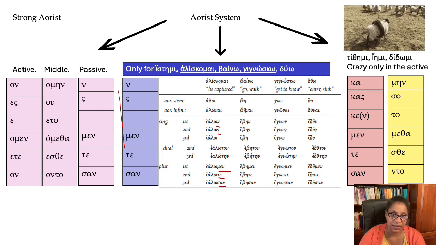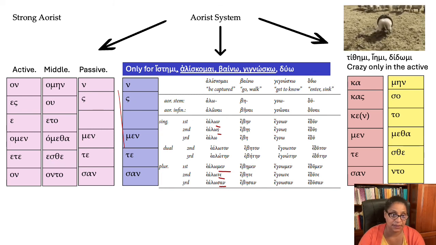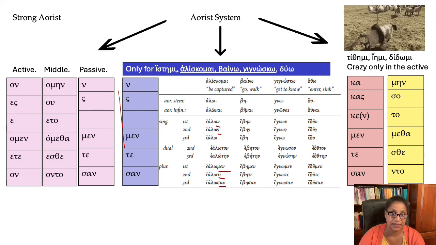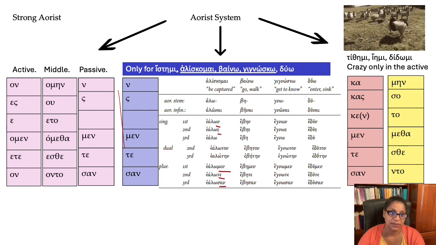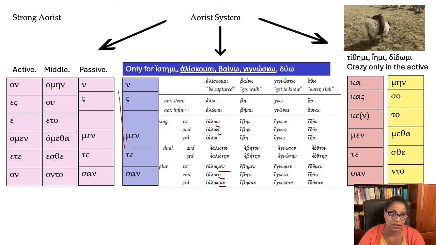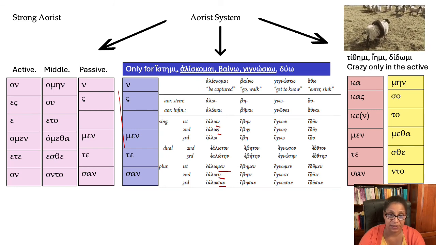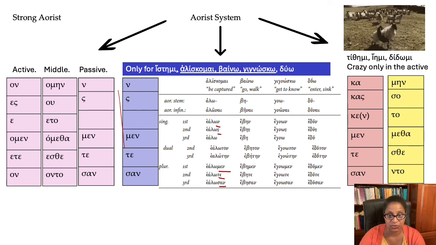And so histemi has hestain, hestes, heste, hestamen, hestate, hestasi, hestasan. Right? So, okay. So these ones all do that. And there are only these 4, so you just have to memorize them. So these are the 4 to memorize. Haliskomai, baino, gignosko, and duo.